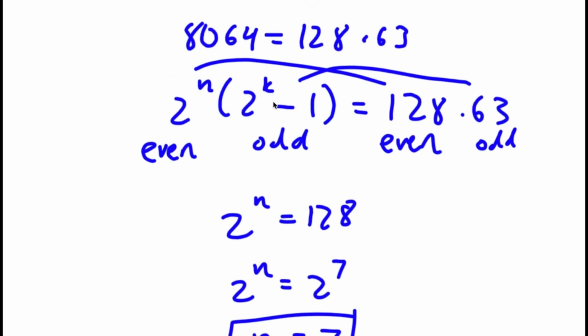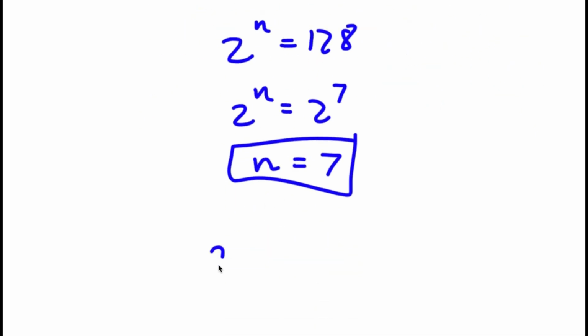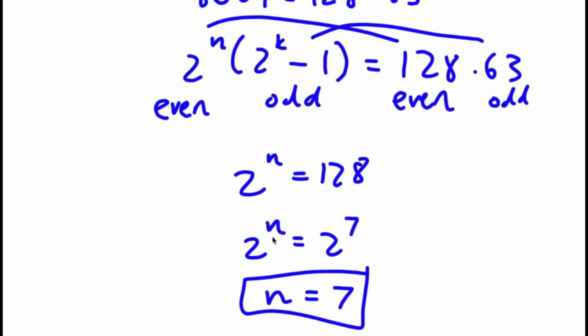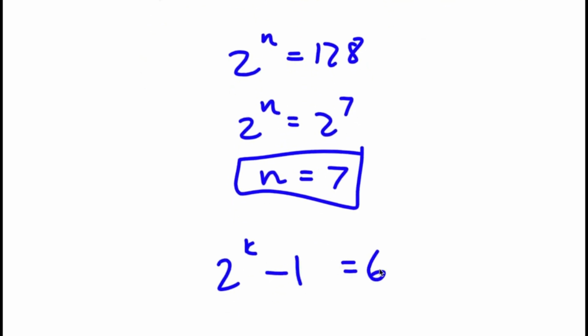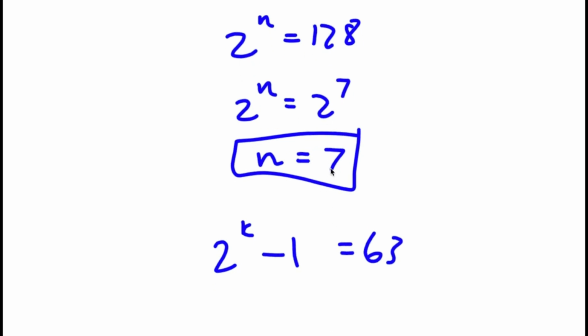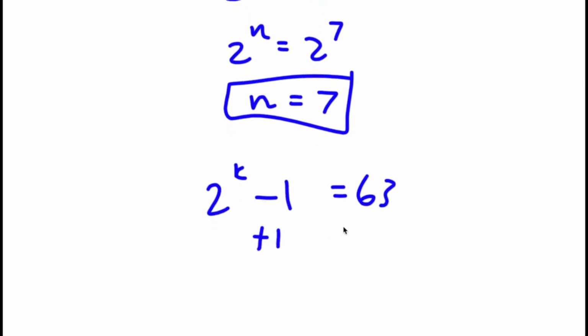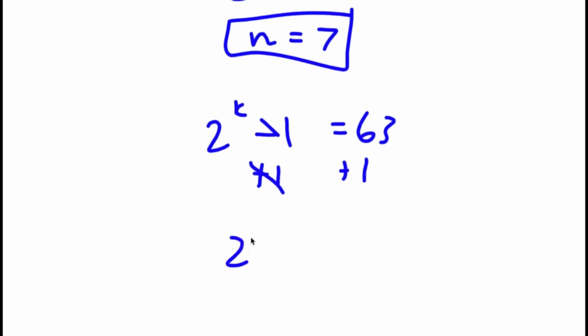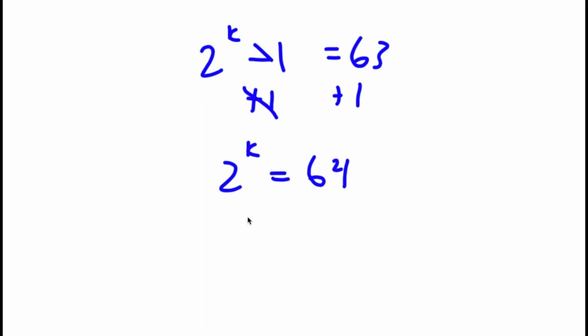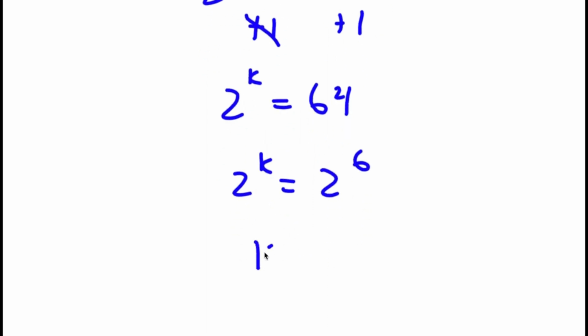Now, we have 2 to the power of k minus 1 equals 63. If 2 to the power of k minus 1 is equal to 63, then all I have to do is simply add 1 on both sides. These two cancel out, and I'm left with 2 to the power of k is equal to 64. Now 64 is the same thing as 2 to the power of 6. So if 2 to the power of k is equal to 2 to the power of 6, meaning k is equal to 6.